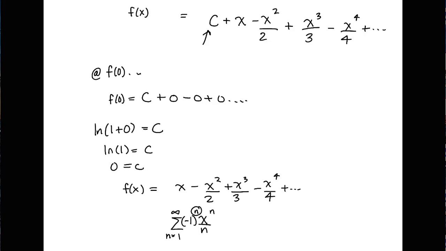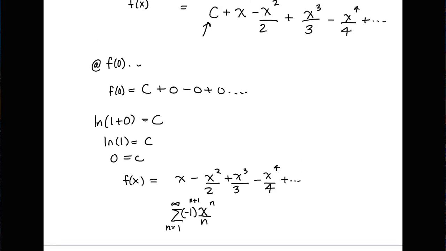So I need to fix my exponent. Instead of n, we're going to put n plus 1. That should do it, because then it'll start positive, turn negative, and so on and so forth. So here we go. Our power series representation is negative 1 to the n plus 1, x to the n over n, and we need to check endpoints. So we're checking negative 1 and 1.